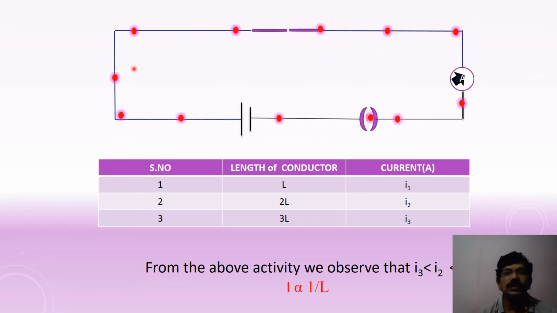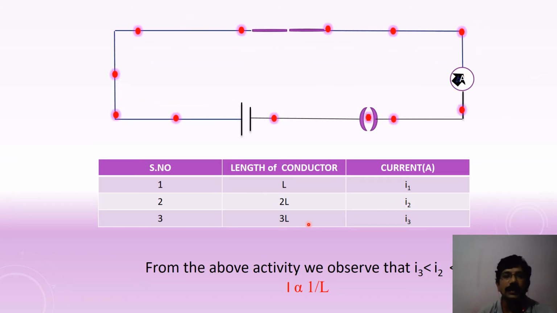Children, you observe this one. I am not changing the potential difference in the circuit. Potential difference is kept constant. Now, what I did in the beginning, I took a conductor of length L. With the help of the ammeter, I recorded my observation. The current flowing in the circuit is I1. After that, I doubled the length of the resistance. Then I recorded my observation. The current flowing in the circuit is I2.